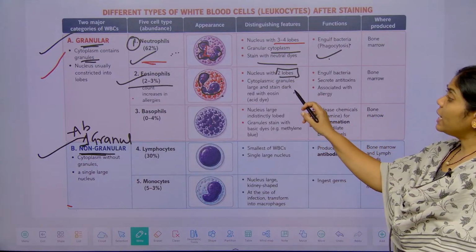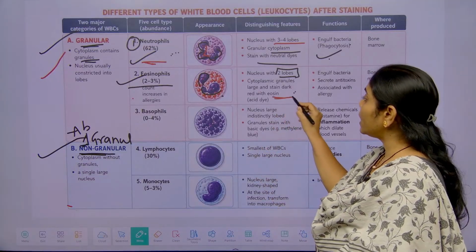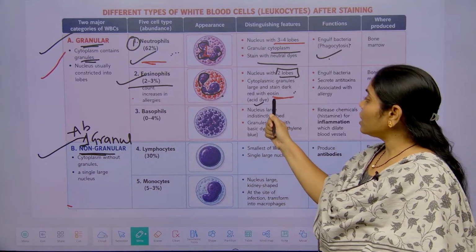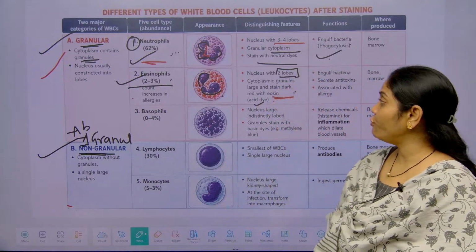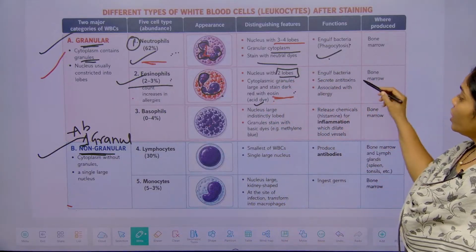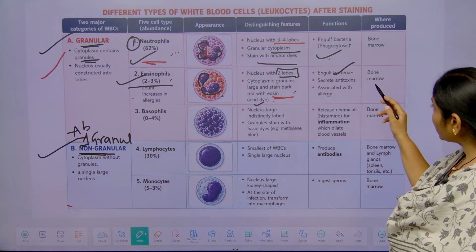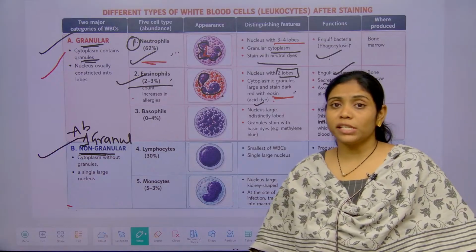And which dye does it take up? The eosin dye, or acidic dye. Because of this staining we call them eosinophils. And what do they do? They also engulf the bacteria, that is phagocytosis, and they secrete antitoxins.